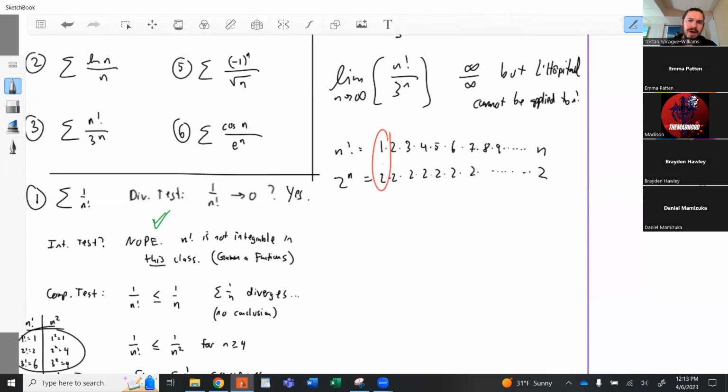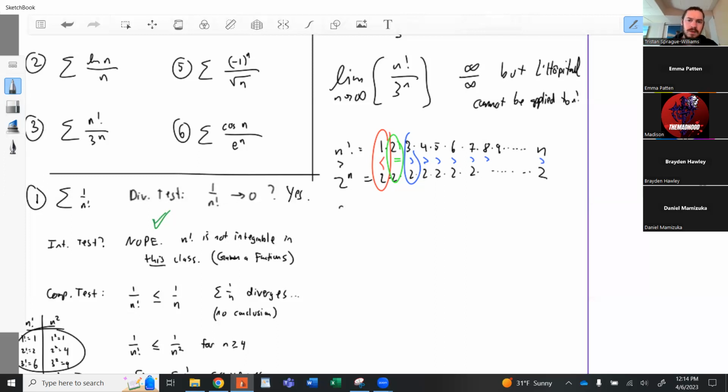Here, we have 1 is less than 2. But here we have equal. And then after that, we have 3 is greater than 2. 4 is greater than 2. 5 is greater. 6 is greater. 7 is greater. 8 is greater. All the way down, n is going to be greater than 2. Right? So if we compare these factors, we can see that overall, at least for large values of n, factorial should be greater than 2 to the n, right?